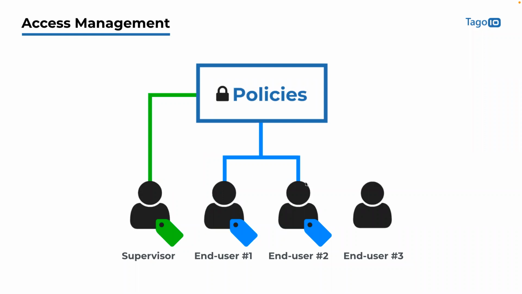But if we go over to our end users here, you can see that they are outlined by a different color of permissions. They only have access to their particular permissions, their particular dashboards, which means end users cannot access resources that are only available to supervisors. Access management then is basically a way for you to outline different permissions for different users. And this is the base inside of TagoIO that allows you to have different kinds of roles inside of your Tago Run.